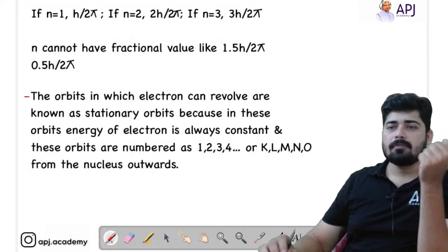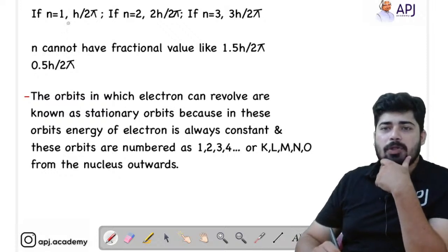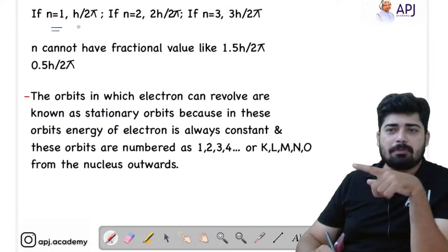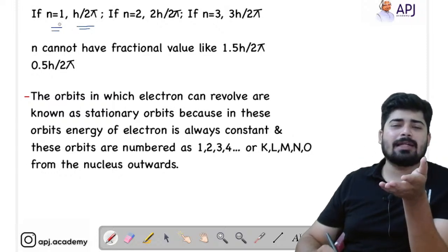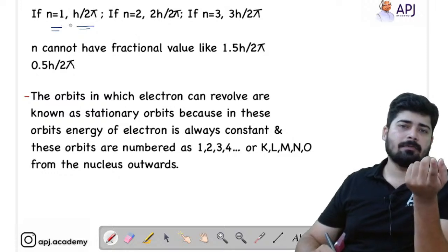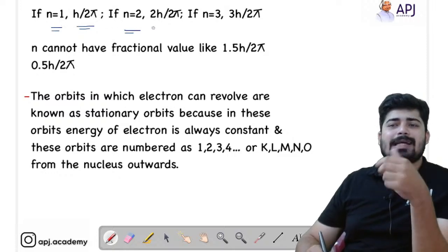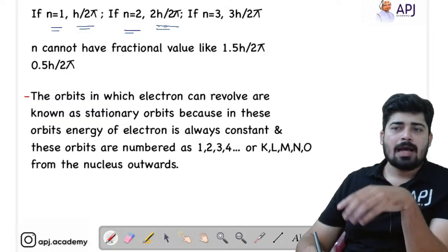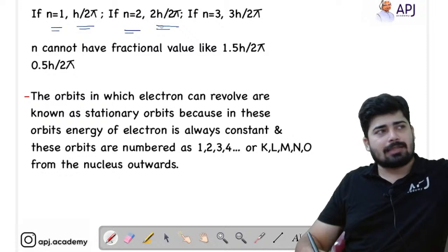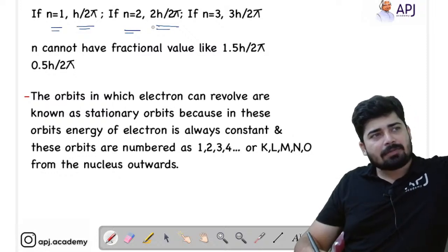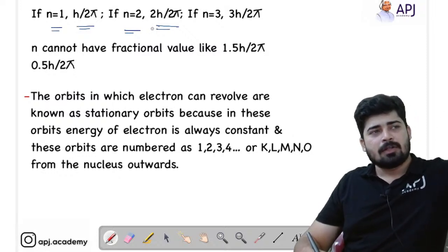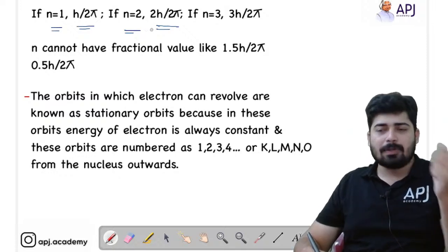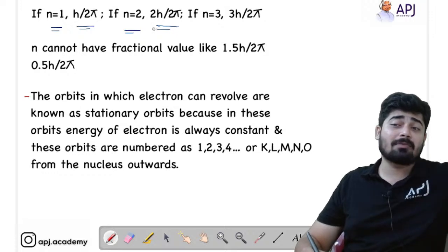Now, as I have told you, if n is equal to 1, then the angular momentum of the electron will be h by 2 pi. What do you mean by n equal to 1? N equal to 1 means the first shell. N equal to 2 means the second shell, and the angular momentum of the electron will be 2h by 2 pi. As the shell number increases, the angular momentum of the electron in that shell also increases. First it is h by 2 pi, second it is 2h by 2 pi, then third it is 3h by 2 pi. Likewise, the angular momentum increases.